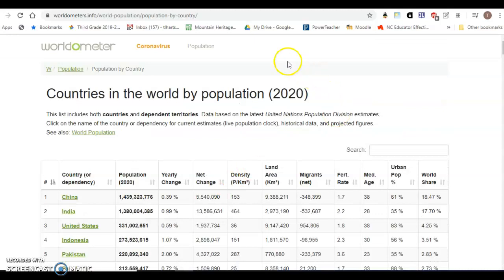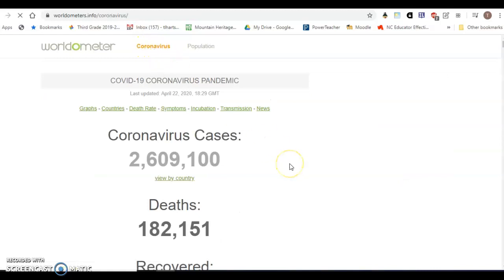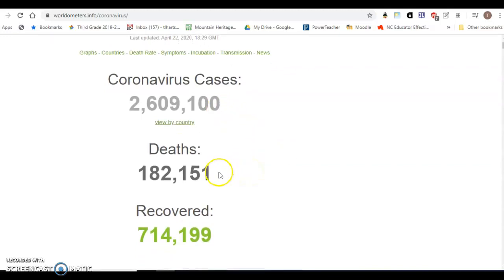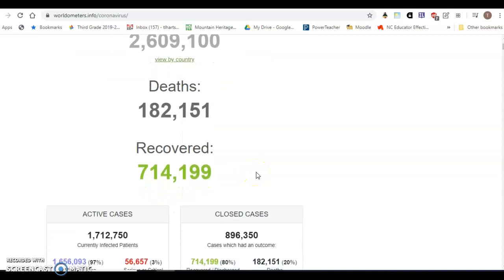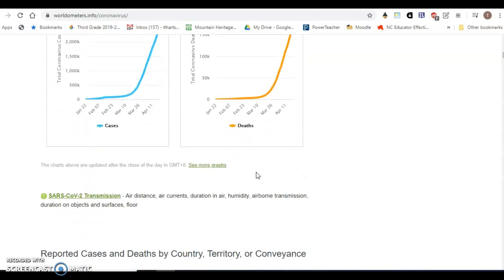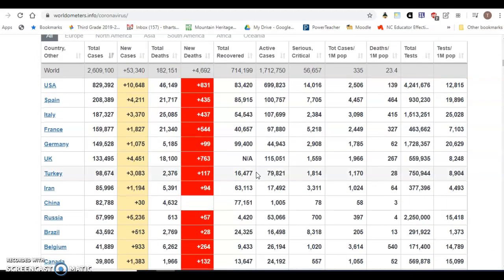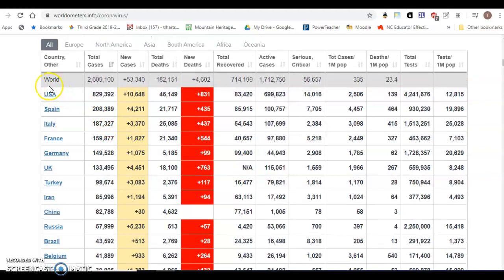One thing that I noticed is that this Worldometer has also added a section on coronavirus, where it is showing the number of coronavirus cases currently, the number of deaths by coronavirus, and how many people have recovered. If you scroll down, it shows statistics for each country. You can see the top countries in terms of number of coronavirus cases. You can also see some of the testing data.